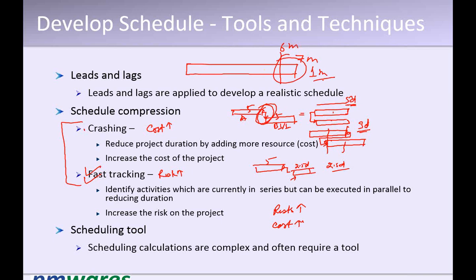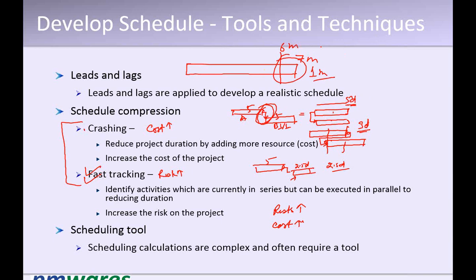But in case of fast tracking also, won't the cost increase? Because suppose we are doing the two activities in parallel. If you are doing them in sequence, then the resource utilized for activity 1 can be utilized for activity 2. But because we are doing the two activities in parallel, we need the same number of resources for both activities to complete at the same time. So in this case also the cost will increase. Such activities you may not be able to do in parallel if the same resources are being used.